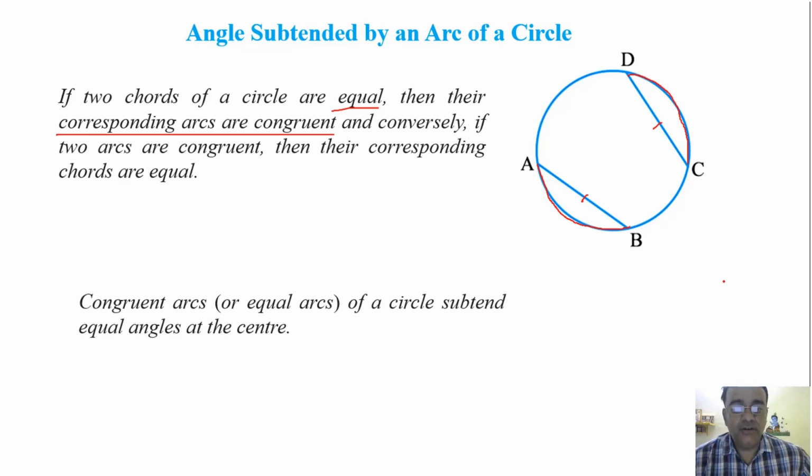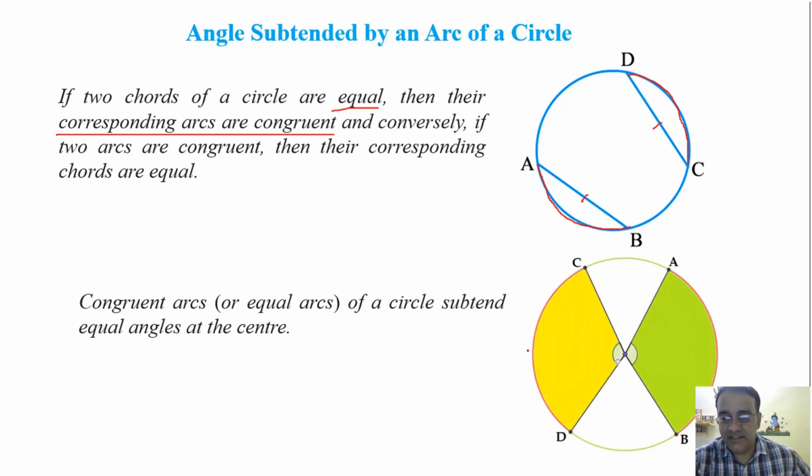Next one, congruent arcs or equal arcs of a circle subtend equal angle at the center. So see, these two arcs are congruent, so it subtends equal angle at the center also, right? ये हम लोग आराम से prove कर सकते हैं. कैसे? According to this statement, corresponding chords are equal. If chords are equal, chords subtend equal angle at the center. We have seen at the starting, I think 10.1 theorem, right?